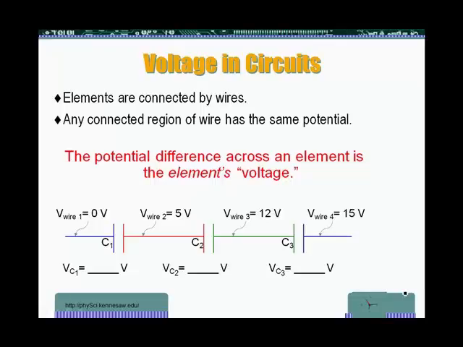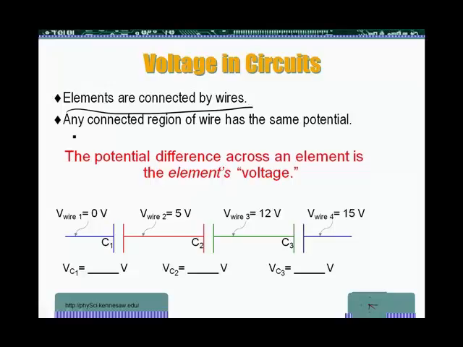In this recording, we will discuss the behavior of capacitors when placed in parallel. Before doing that, we need to make a few precisions. We need to agree on some bits of information. In an electrical circuit, elements or devices are connected by wires.